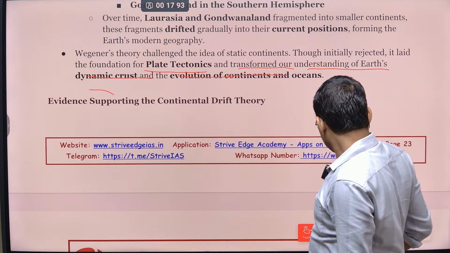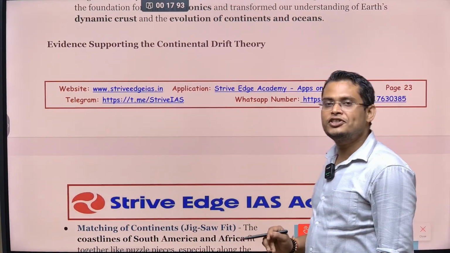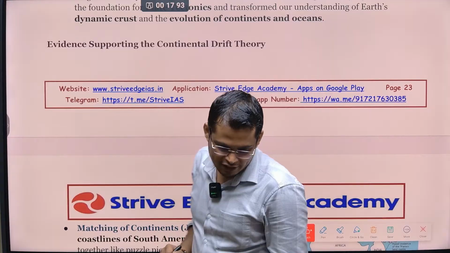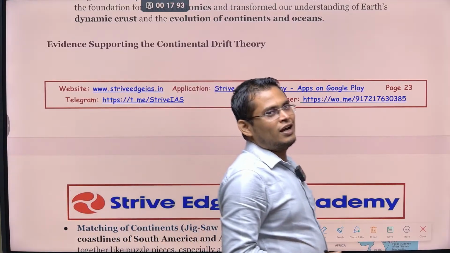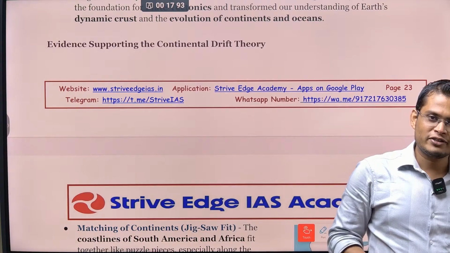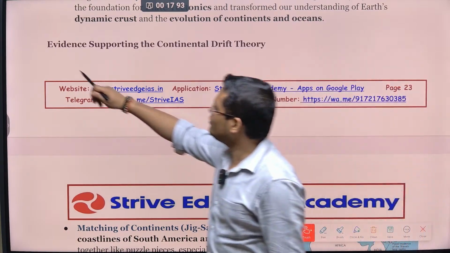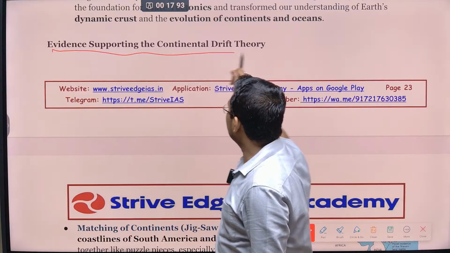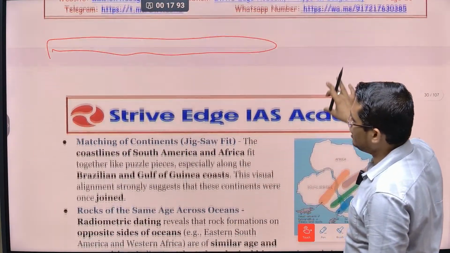Okay. So after this theory was proposed by Alfred Wegener, people started questioning, how can you say this? If you are saying this, then provide us the evidence, show us how it happened. So to provide this evidence, Alfred Wegener provided a lot of evidence. What is that evidence? One by one we are going to see.